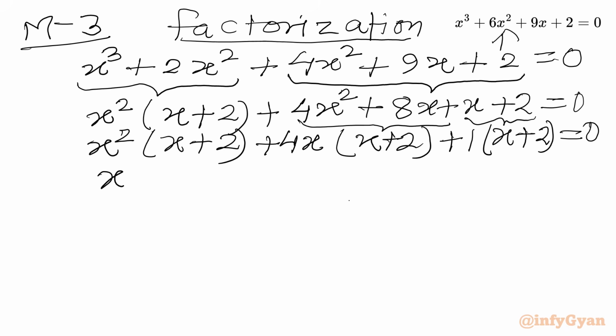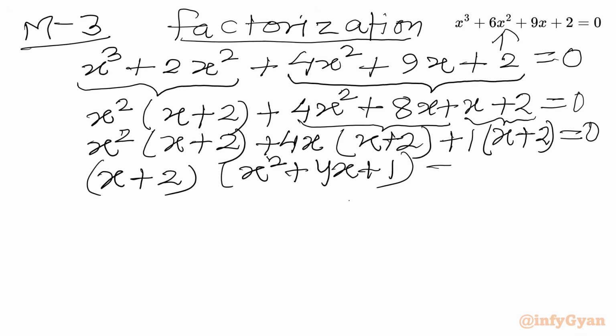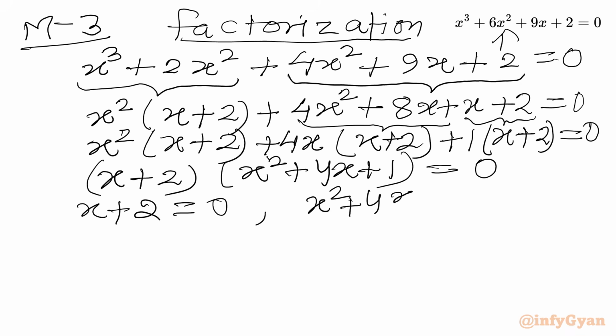X plus 2 is overall common. So we will get quadratic expression x square plus 4x plus 1 in second bracket, and this product would be 0. Using product 0 rule, we will get either x plus 2 equal to 0 or x square plus 4x plus 1 equal to 0. From first equation we will get x equal to minus 2.